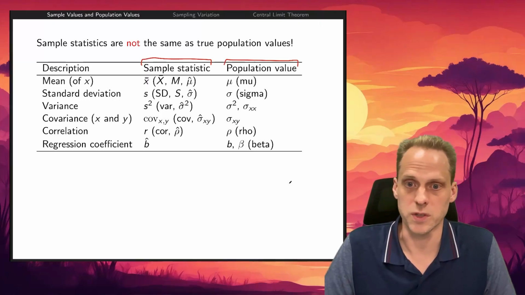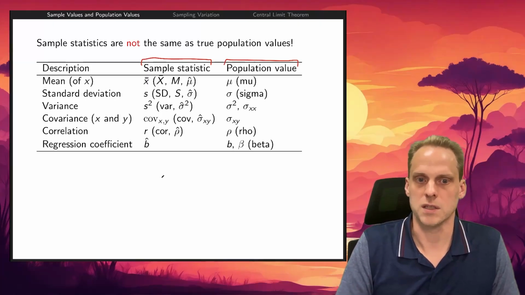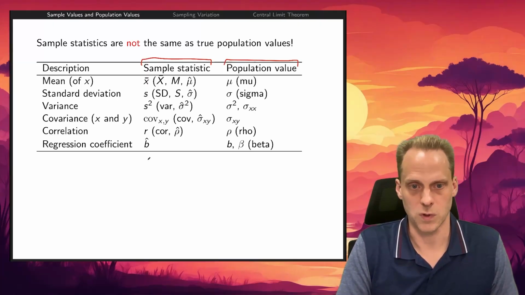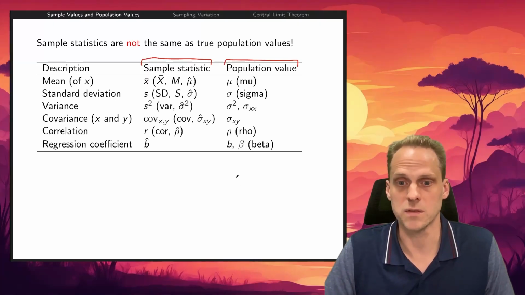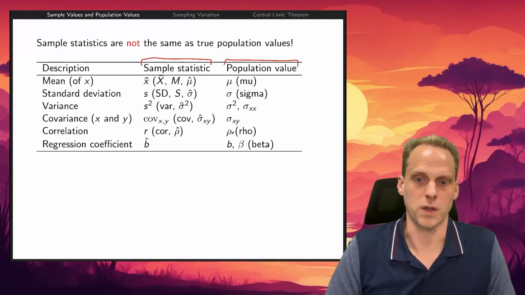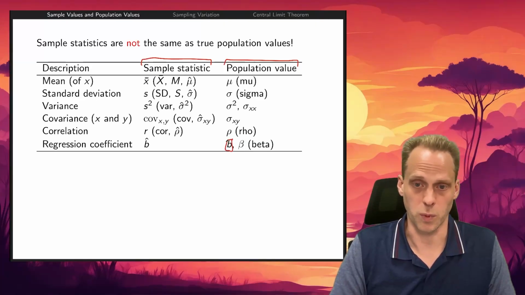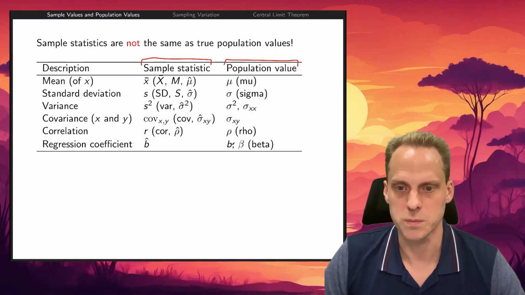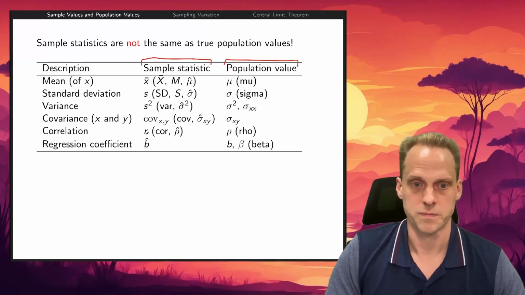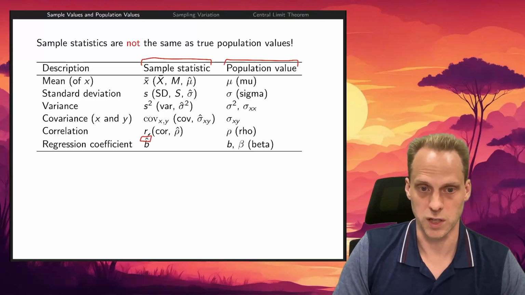And notation-wise, we use different notation to indicate them. Usually, actually not always, but usually we use Roman letters to indicate sample statistics and Greek letters to indicate the population values. I think the one exception mainly is that we're going to use the B letter rather than beta for the population value of a regression coefficient. Actually, I like beta better, but the textbook does B. So that's a bit of the exception here, where we use the B hat for the estimated value. Right, this notation you'll see a lot, this hat.